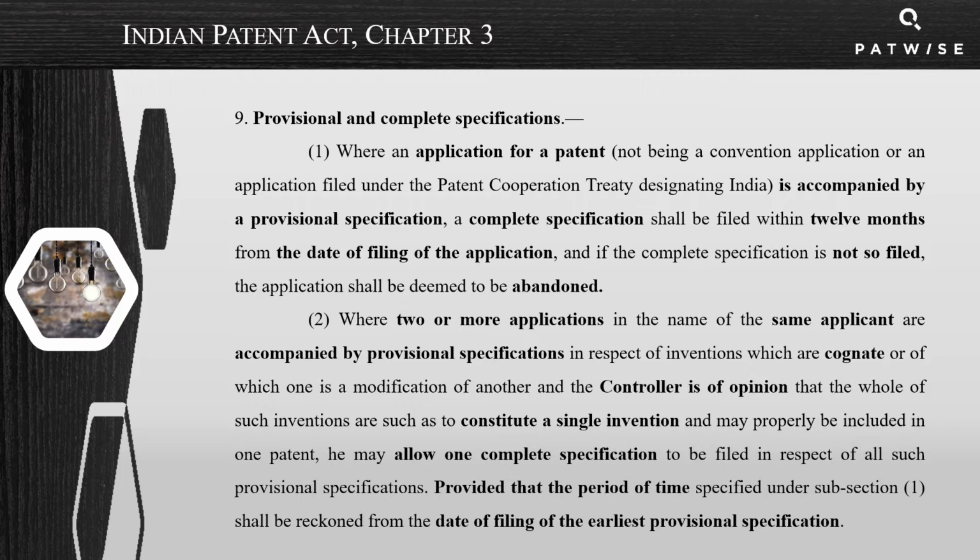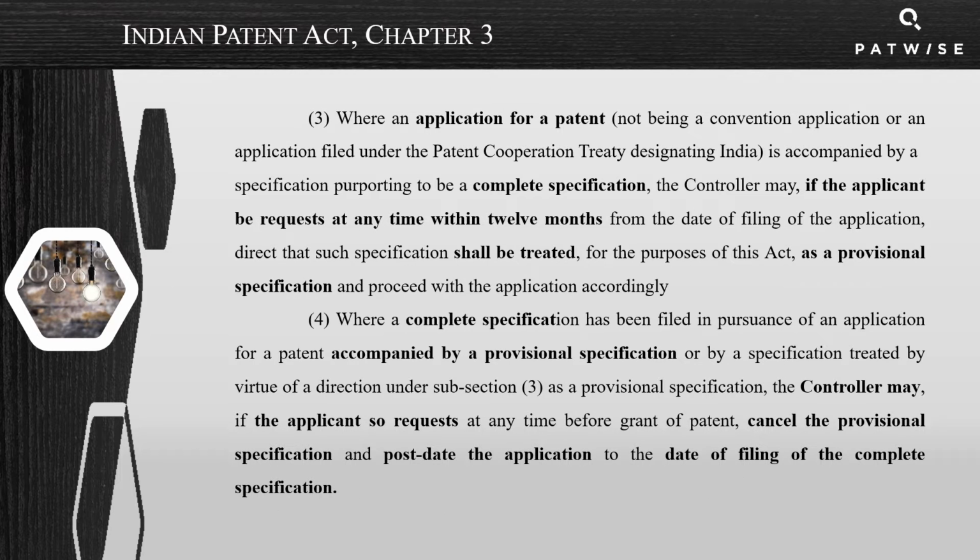For example, if one provisional specification has been filed on the 1st January of 2021 and another provisional specification has been filed on the 1st February of 2021, and it is decided that these two provisional specifications together can be one single application, then the filing date of the complete specification shall be 1st January of 2022, which is the earliest date of the two provisional specifications.